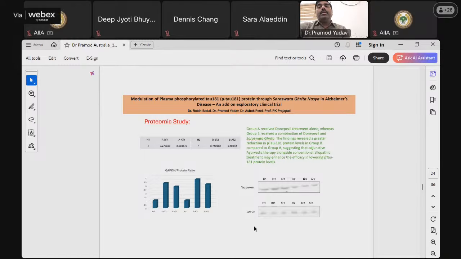control group, the group which received donepezil and also the group which received the Ayurvedic medication as well as donepezil, there were differences in the manifestation of tau 181 levels. This suggests that the adjunct Ayurvedic treatment along with the allopathic medication can have a better efficacy in lowering the tau 181 protein levels.